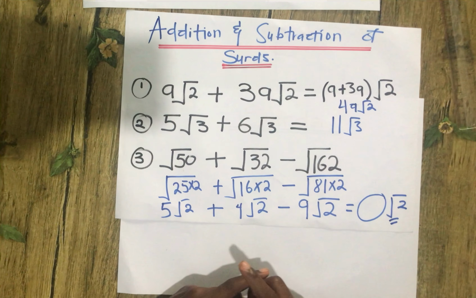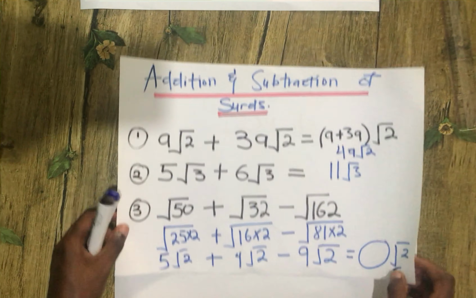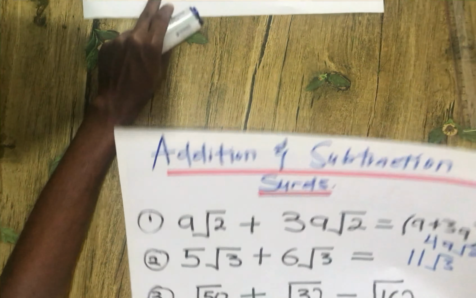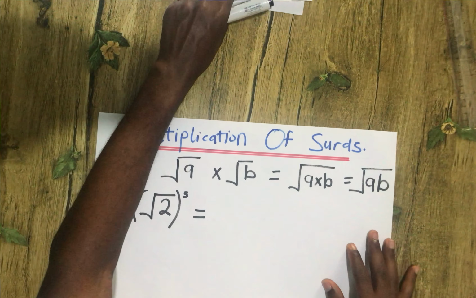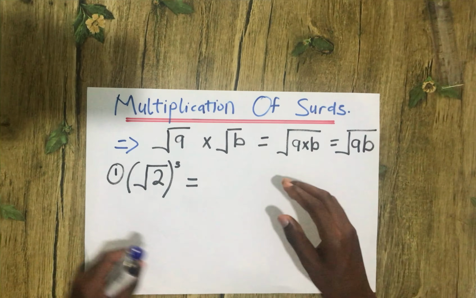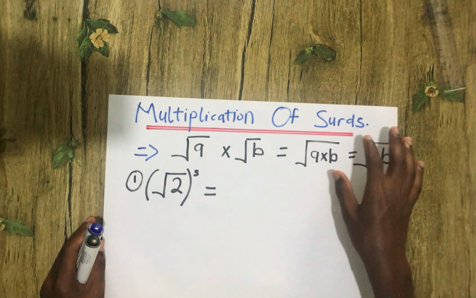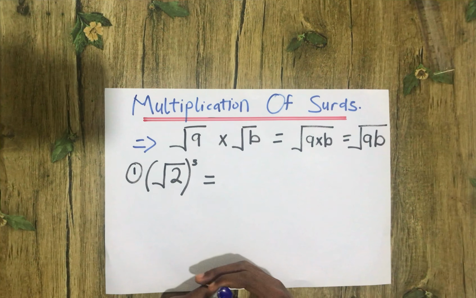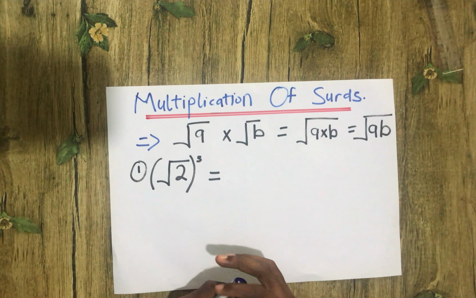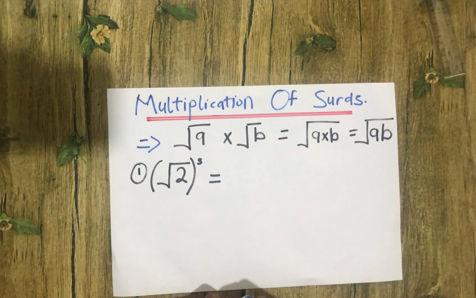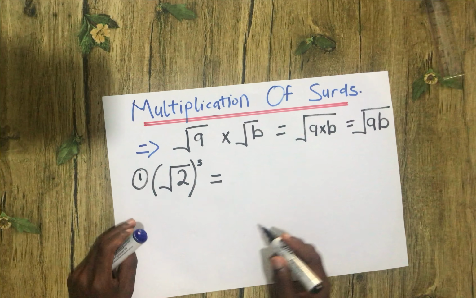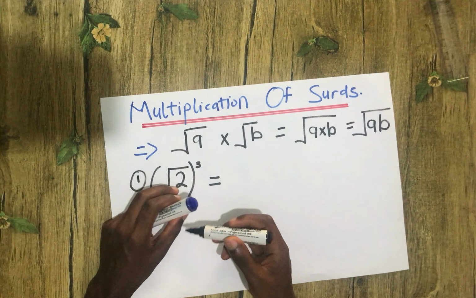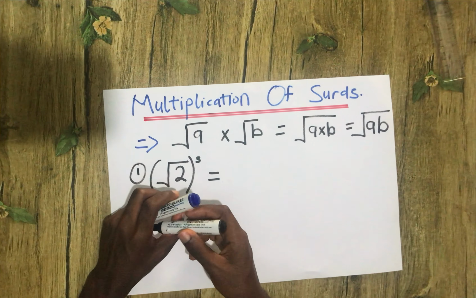So now the next thing we'll be looking at is multiplication of surds. And as I said, this is very simple. In fact, every topic in surds, every subtopic actually, is very simple. Now, in order to solve problems like this, let's first get the understanding. So now, root a times root b.